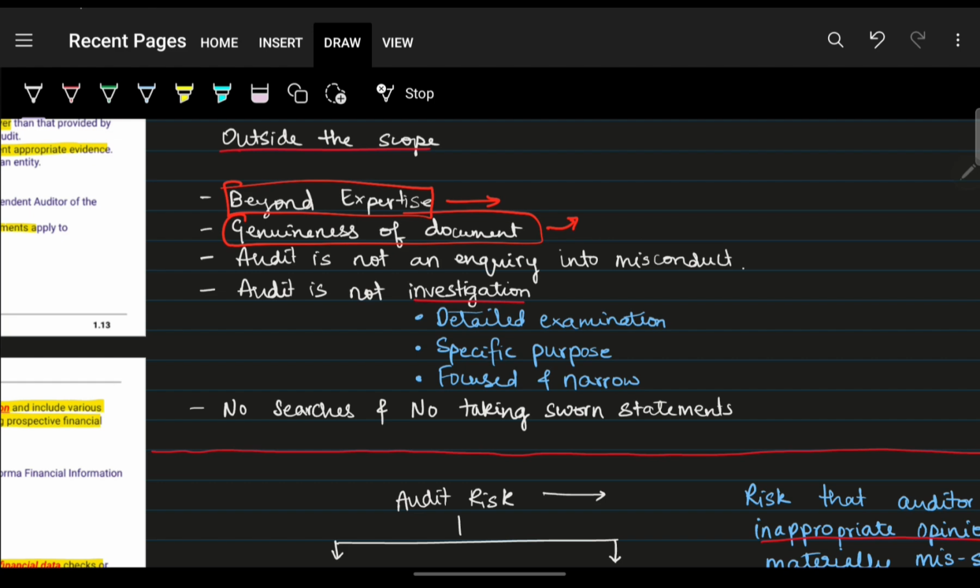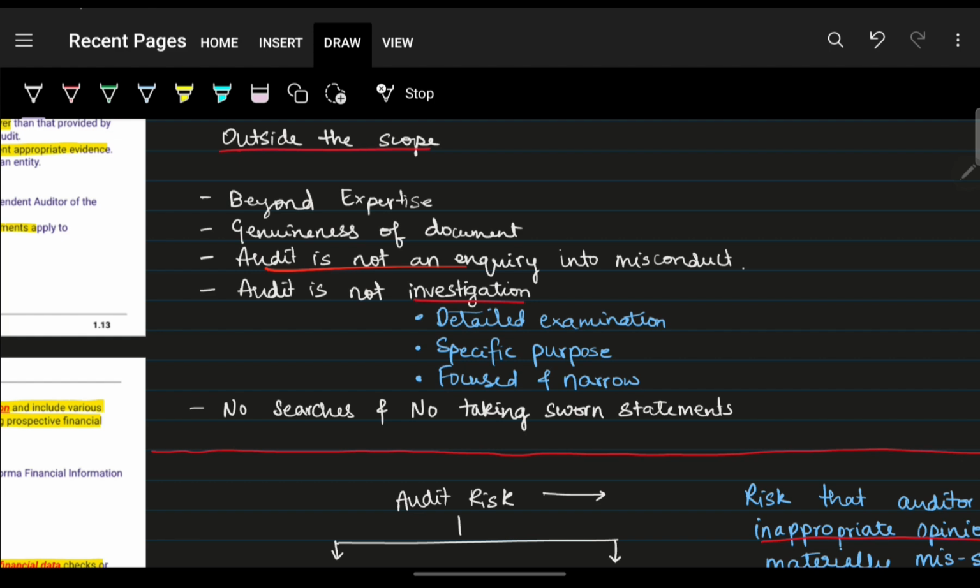So there is a question where the management or the TCWG gave a statement, or a false document basically, and based on this the auditor concluded that there was no misstatement, which is wrong. Is the auditor liable here? The auditor is not liable, because checking the genuineness of the document is outside the scope of the audit. So we need to remember that.